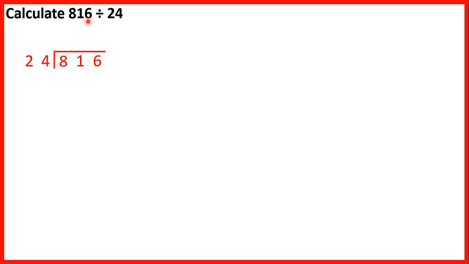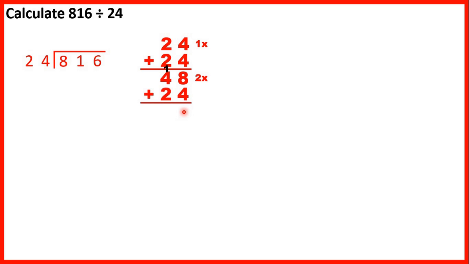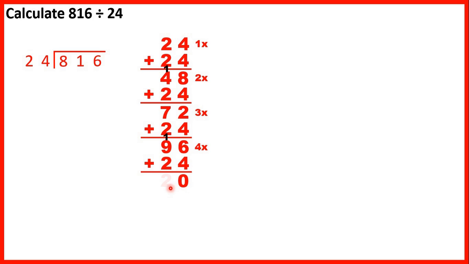Calculate 816 divided by 24. So we need to work out our 24 times table. 24 is 1 times 24. If we add another 24, we get 48, so that's 2 times. Another 24 gives us 72 for 3 times. We have 96 for 4 times, and if we add another 24, that gives us 120 for 5 times.